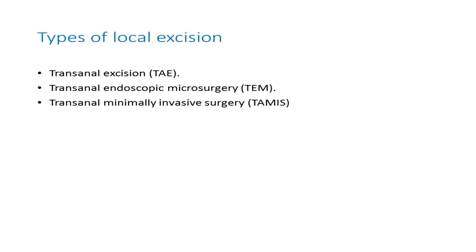What are the different types of local excisions we can plan? Something called a transanal excision, मतलब open surgery जिसको बोलते हैं. Just spread the buttocks, use a proctoscope, and whatever tumor you see, just access that with your regular artery forceps, with your cautery. So that's a simple transanal excision.